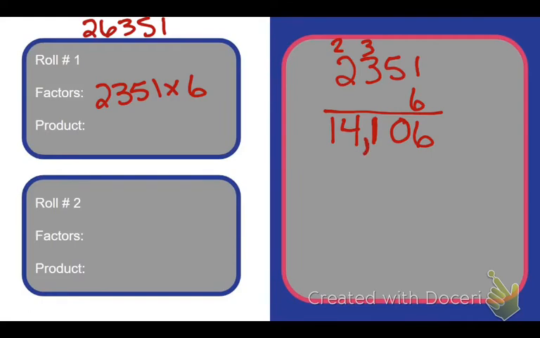Perfect. Okay, so that is our, what do we call that? Answer at the bottom. What do we call this? Our product. So our product is 14,106. So we're going to write it over here. 14,106.